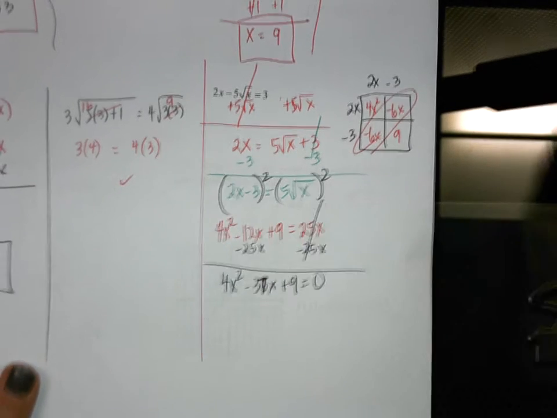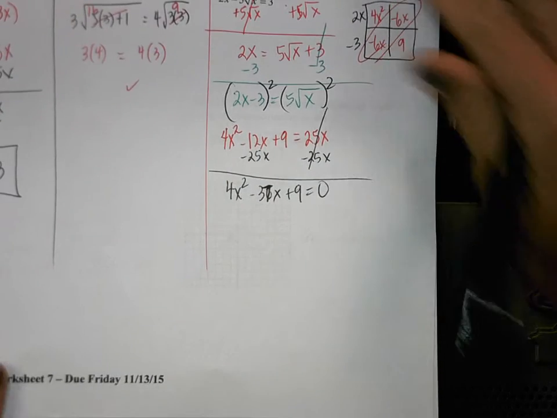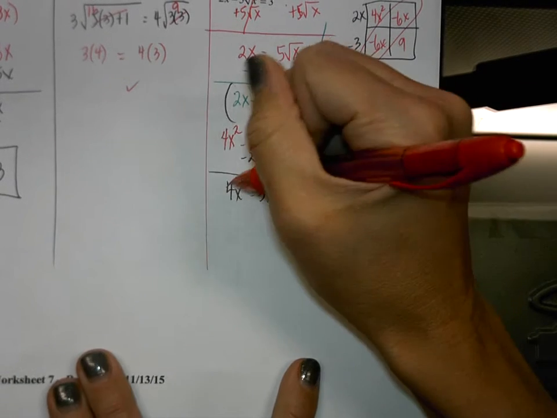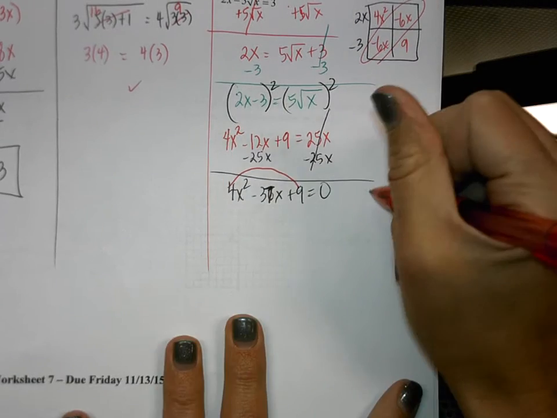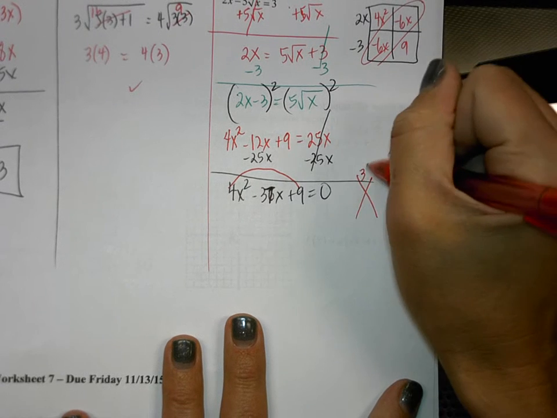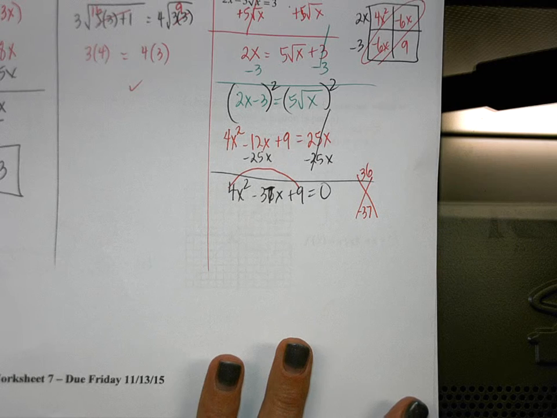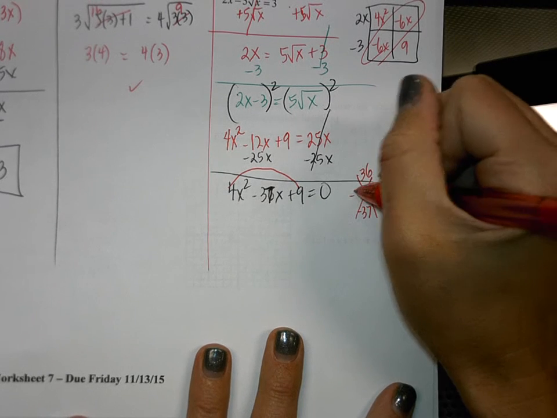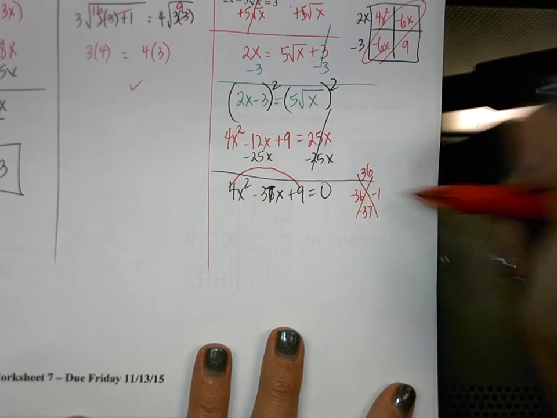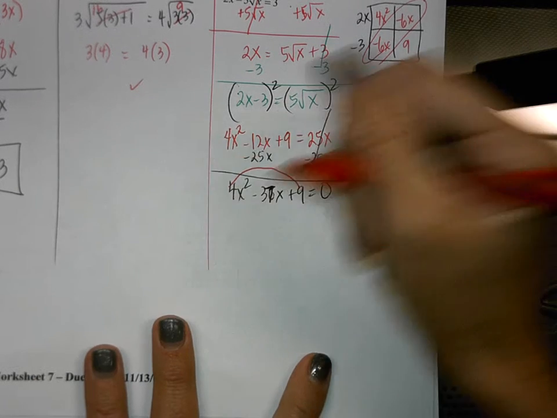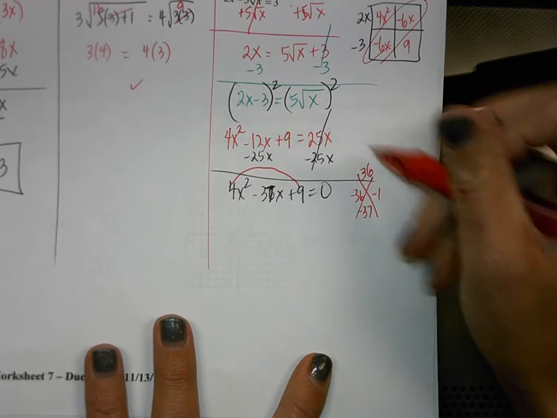Do you guys remember how to factor this? Good. So we go 4 times 9, which makes 36. So we're looking for a number that multiplies to be 36 and adds to be negative 37. What works? Negative 36 and negative 1. Good. So remember how we write this out now? It's like the grouping method. I'm not actually using the diamond method. I'm just kind of writing it out there.